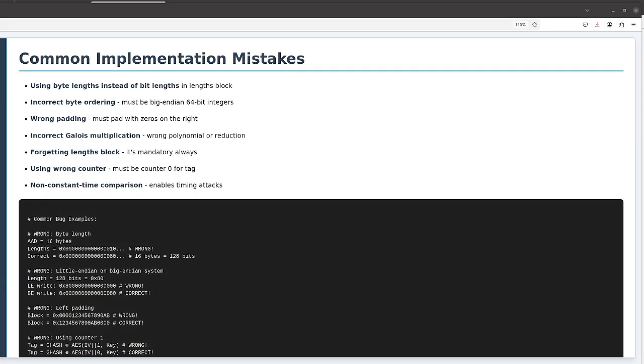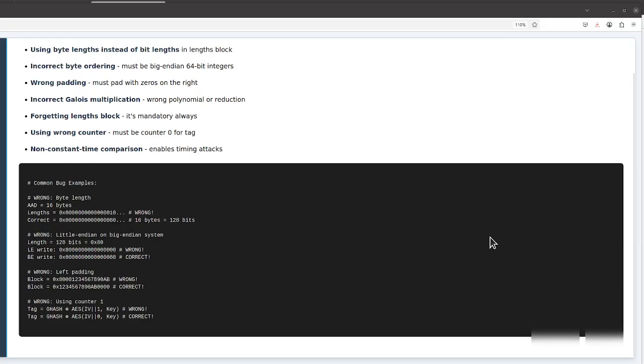Common implementation mistakes. Let's discuss common mistakes developers make when implementing GHASH and how to avoid them. Understanding these pitfalls helps ensure correct and secure implementation. Mistake 1. Using byte lengths instead of bit lengths in the lengths block. The lengths must be in bits, not bytes. If your AAD is 16 bytes, the length is 128 bits, which is 0x00...80, not 0x00...10. This mistake causes authentication to fail even with correct data.